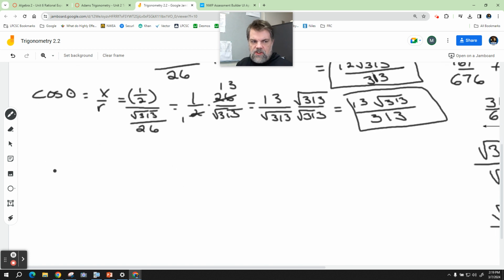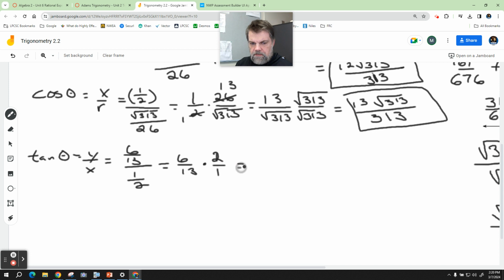And then tangent, it's going to be y over x. So that's just going to be 6 over 13 over 1/2, which is really 6 over 13 multiplied by the reciprocal, 2 over 1. So that's just 12 over 13.